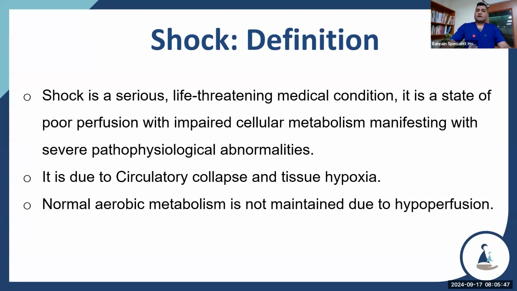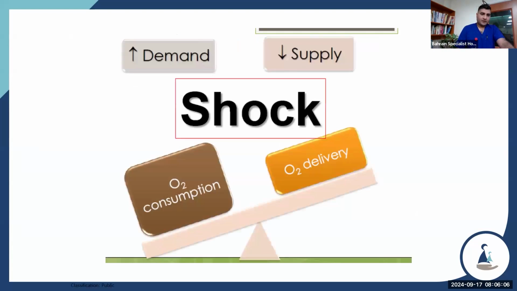Shock is a serious life-threatening medical condition. It is a state of poor perfusion with impaired cellular metabolism manifesting with severe pathophysiological abnormalities. It is due to circulatory collapse and tissue hypoxia. Normal aerobic metabolism is not maintained due to hypoperfusion. In simple words, shock is an imbalance between supply and demand for oxygen consumption and delivery.